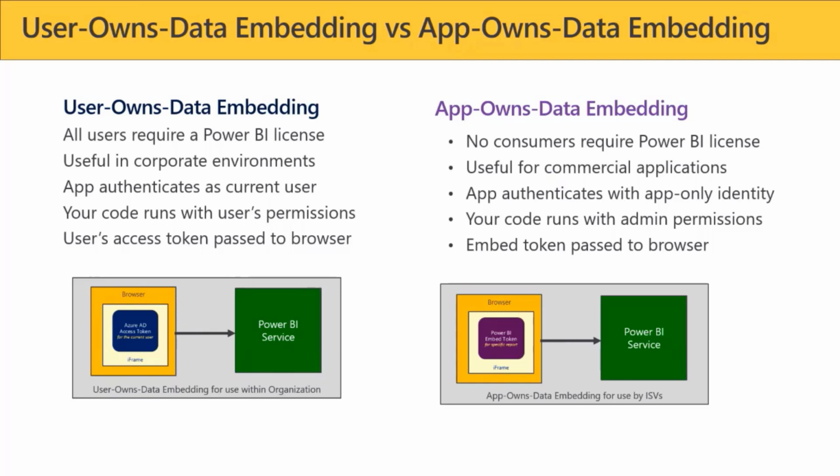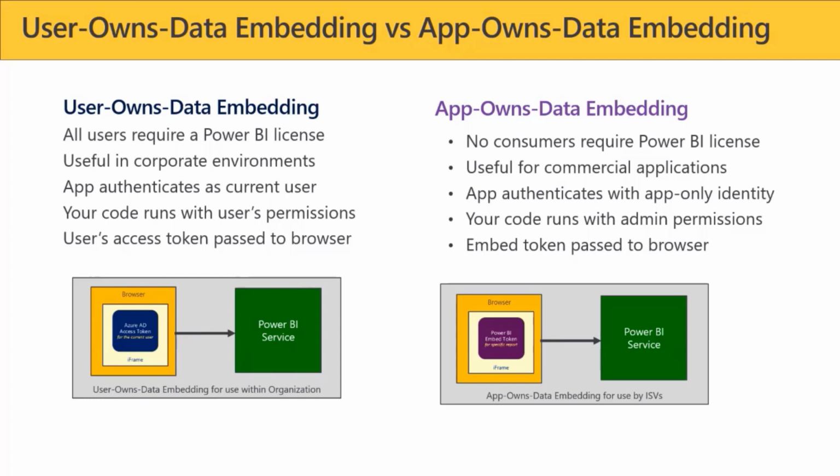Now, there's also app owns data embedding. So ISVs or larger customers using embedding want to reach their customers, and they don't want to get user licenses. They don't have the ability to get all the users into Azure AD with organizational accounts, as is required with user owns data embedding. So for this style of embedding, you call the Power BI REST API as a service principal, or possibly service principal profile. And when you call, you basically say, I'm a privileged identity, but yet I need to create an embed token for a user.